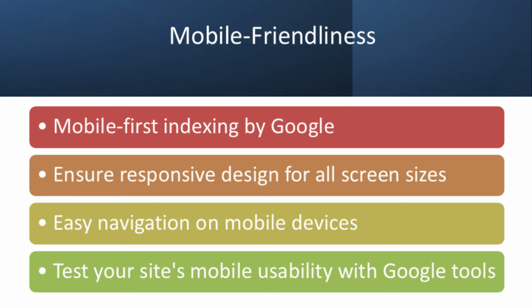So, the first thing is responsive design, which means your site should adapt to different screen sizes, whether someone is using a desktop, tablet, or smartphone. Then next is easy navigation. On smaller screens, it's important that users can easily navigate your website. Menus should be simple and buttons should be large enough to click without zooming in. Then next is touchscreen compatibility. Now ensure all interactive elements work smoothly on a touch screen.